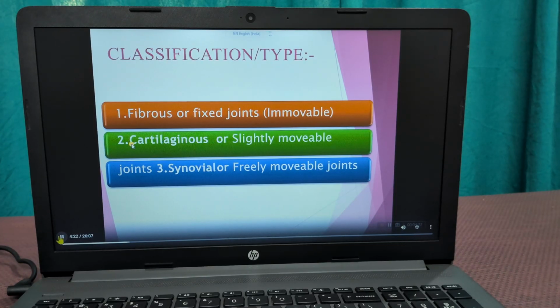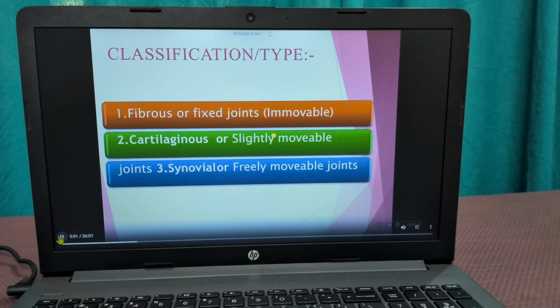The next type of joint is the cartilaginous joint. These are the joints which contain cartilage. Due to the presence of cartilage tissue in them, these joints move slightly. Means these joints move but can't move freely; they are controlled. So fibrous joints are fully immovable, they are fixed, but cartilaginous joints move slightly.